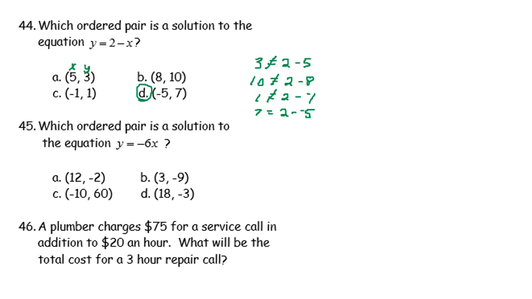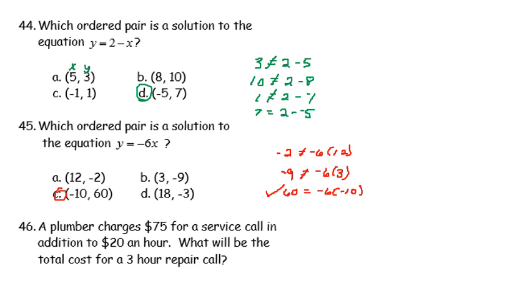Alright, on 45, we do the same thing that we did in the previous one. Just plug in the ordered pairs to see which one works. So for letter A, we would have negative 2 equals negative 6 times 12. We know that that's not true. The next one, we have negative 9 equals negative 6 times 3. Well, negative 6 times 3 is negative 18, not negative 9, so that one's wrong. Next one, 60 equals negative 6 times negative 10. Negative 6 times negative 10 is 60, so here is our answer, C.